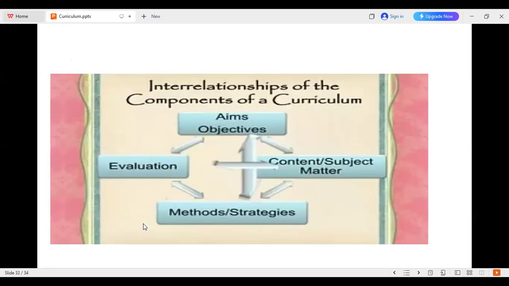Right. Now here you can see in this diagram, you can easily understand the interrelationship of the components of a curriculum: aims, objectives. New terms can replace aims and objectives: competencies, competency level, learning outcomes. Content, subject matter, selection of the content, organization of the subject matter, considering the student's age level.